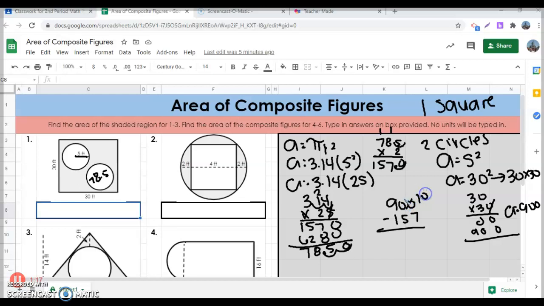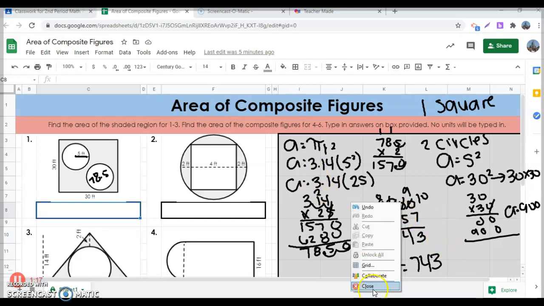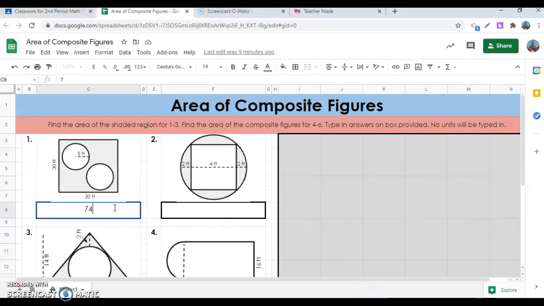So I'm going to subtract 4 and 7. So the area of my shaded part of the square is going to be 743. So I decomposed, meaning I separated my shape, used my formulas. In the shaded regions, you're subtracting. So you want to make sure you remember that. So my answer is going to be 743. So I'm going to put that in there, 743.